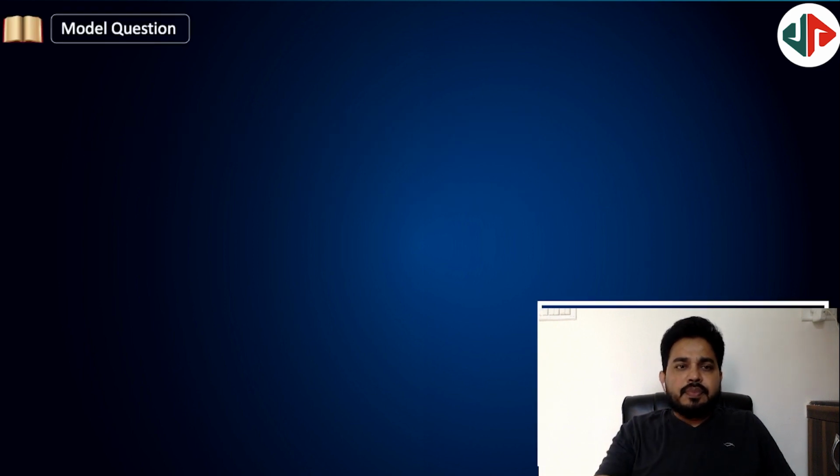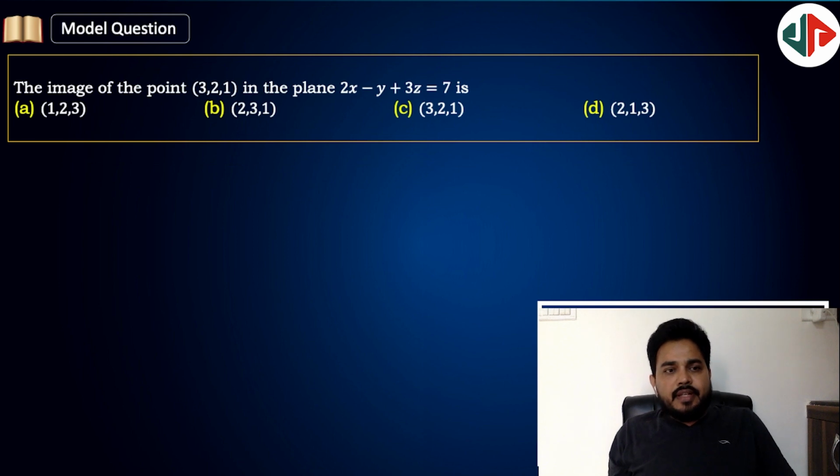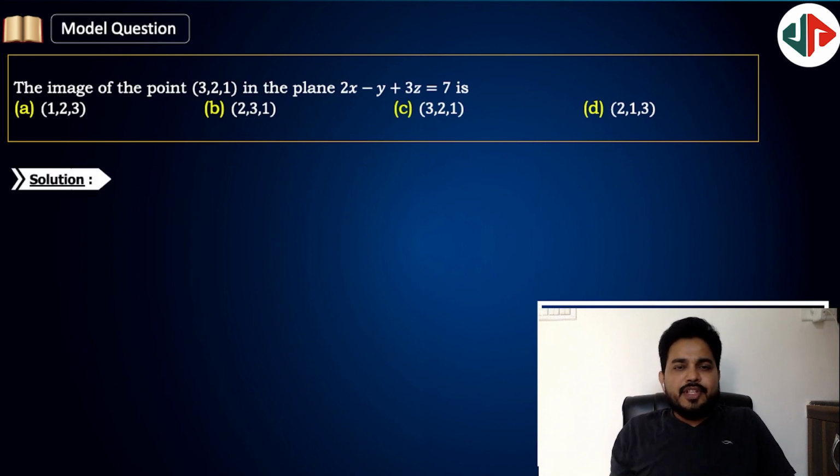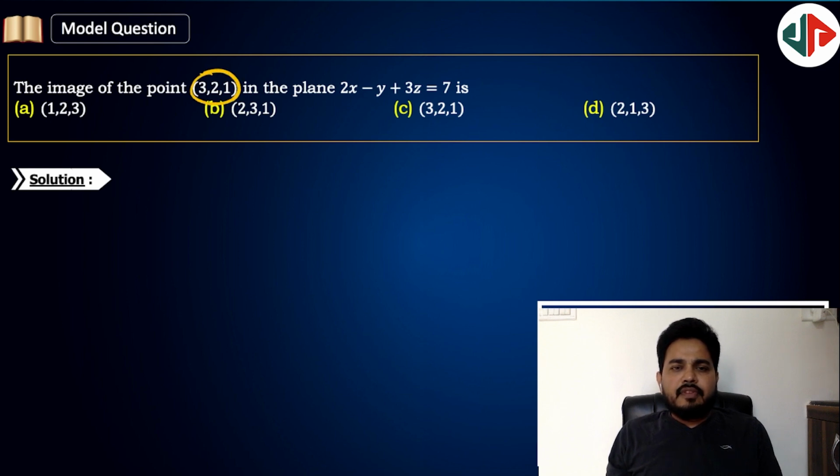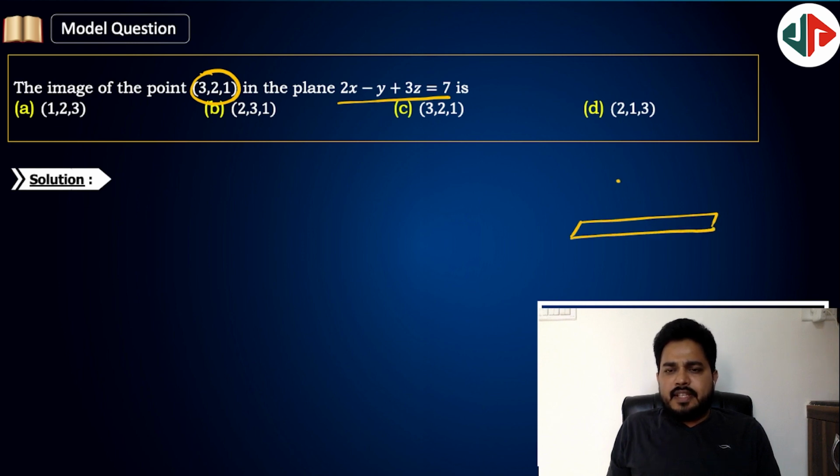So, here is the first question. Please look at the question and try to understand what concept they are talking about. They are talking about the image of the point with respect to a plane. So, if this is a plane and this is a point, its image will be here. So I need to find this.